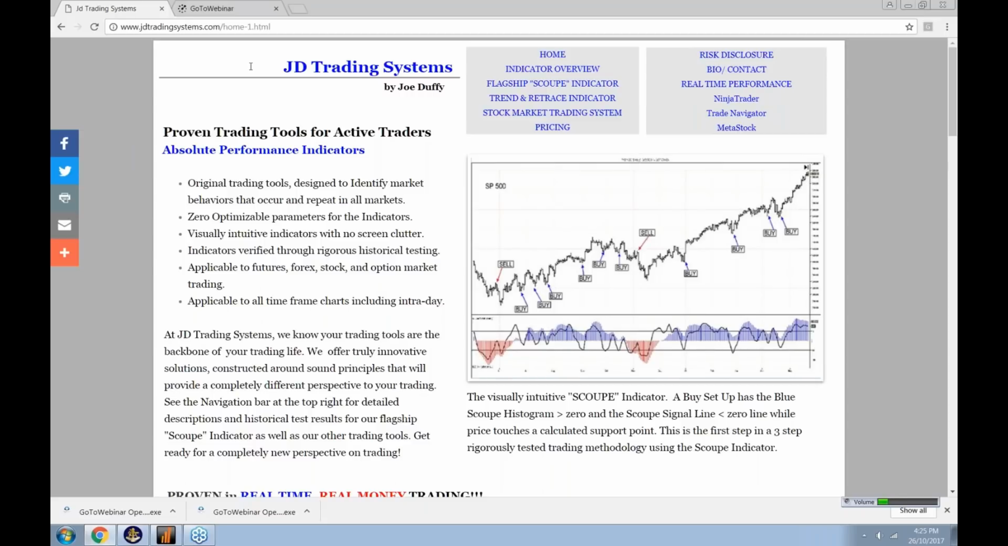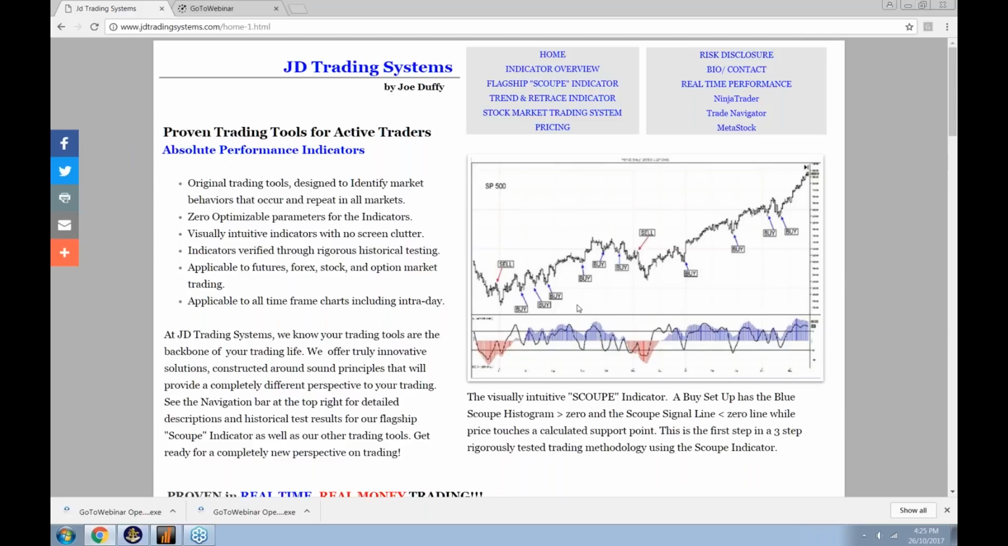Okay, thank you very much, Hunter. Again, Hunter's gone through some of this already. www.jd Trading Systems is my website. And Hunter's gone through, this is what the indicators basically look like. This is the sort of flagship Scoupe Indicator. This and the API trading system are really the 2 most important flagship tools.